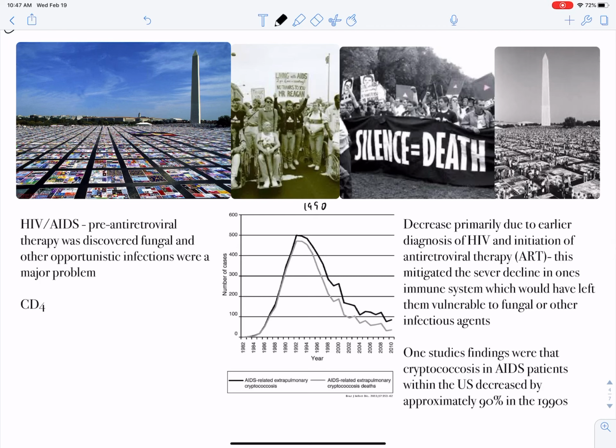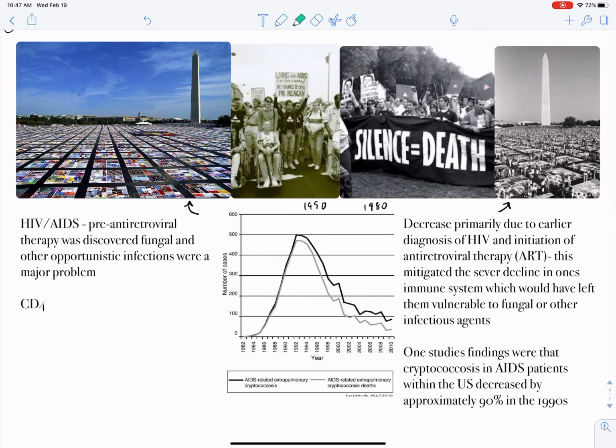So right here, just for some historical context within the US, we have some marches from the 1990s and 1980s. And then this is also in Washington, where there was quilts of names of people who had died from HIV/AIDS. So previously to the discovery of antiretroviral therapy, people were specifically susceptible to fungal and other opportunistic infections. And again, this is because of that low CD4 count.